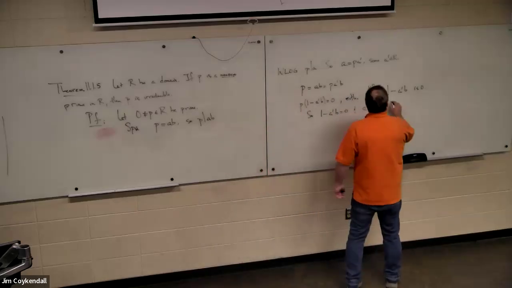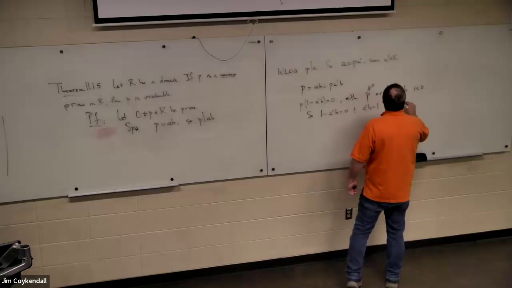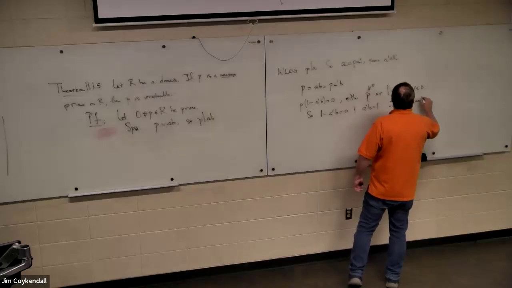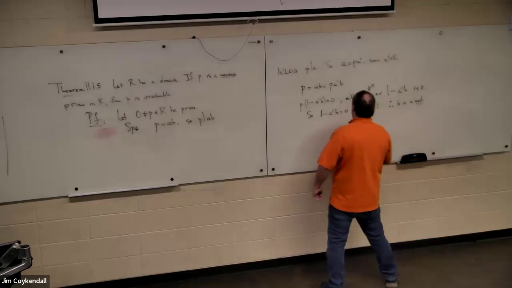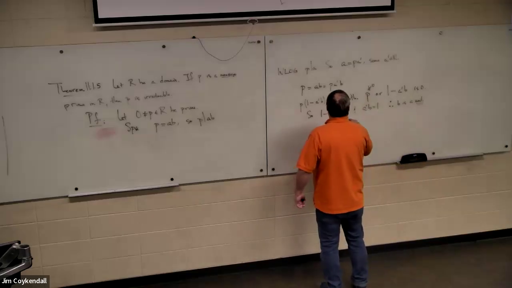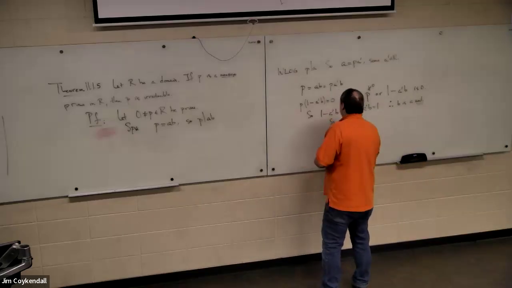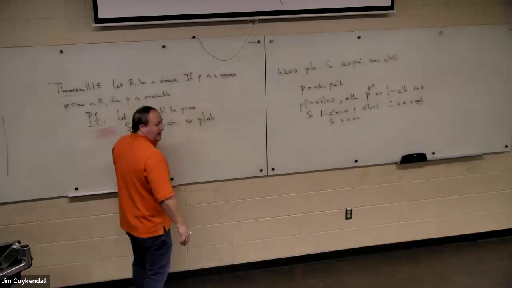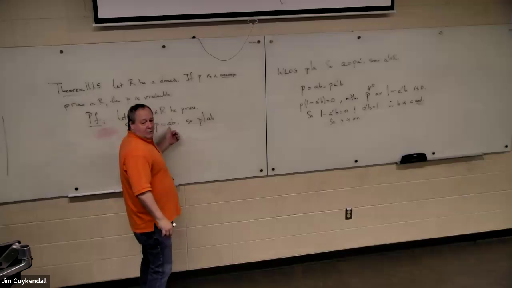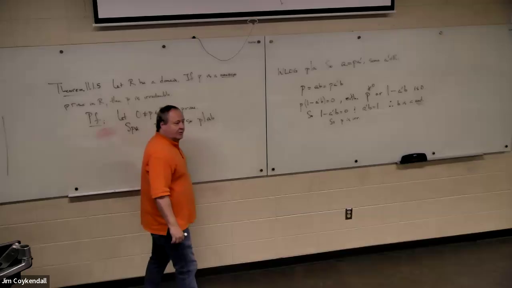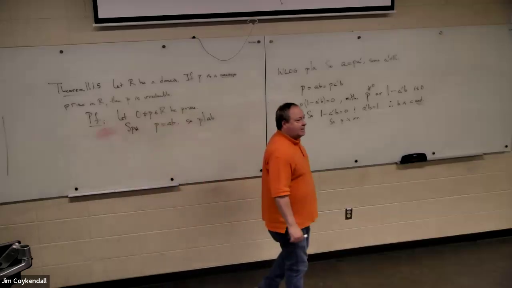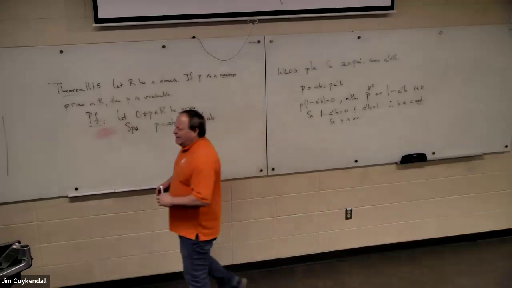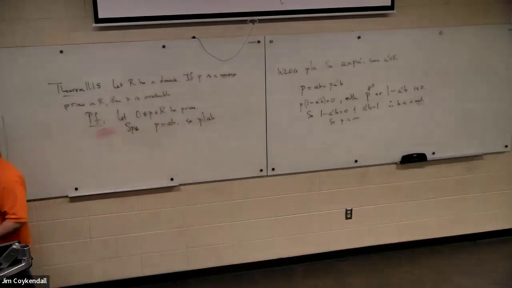Therefore, B is a unit. So P is irreducible. Because essentially what we've shown here is if I factor P into A times B, if A is not a unit, that is, if P divides it, then the other piece has to be a unit. Okay.